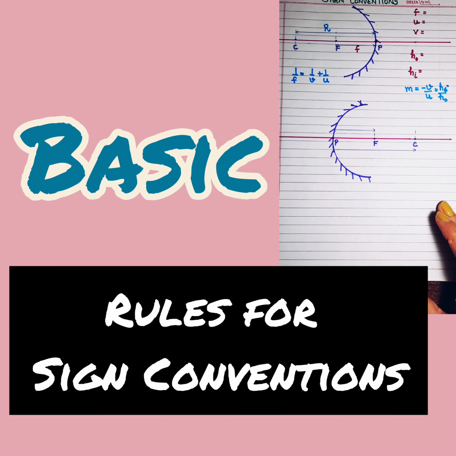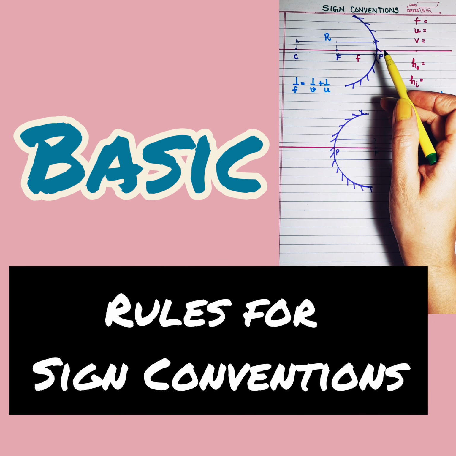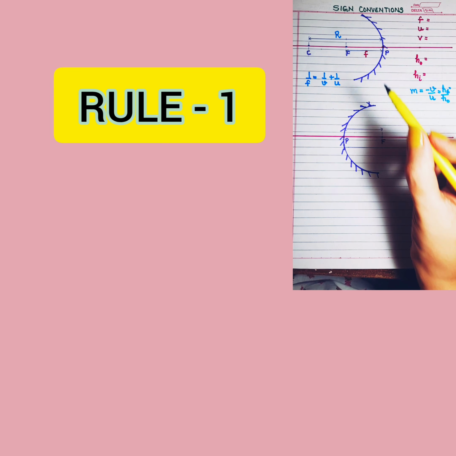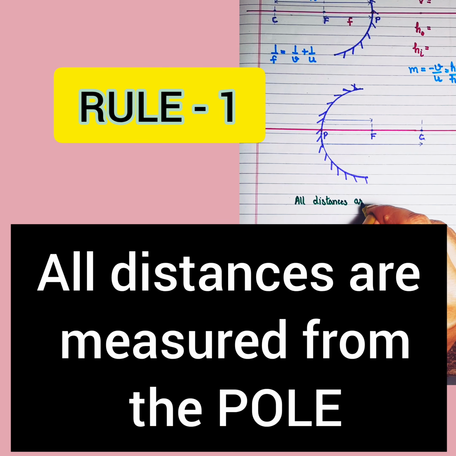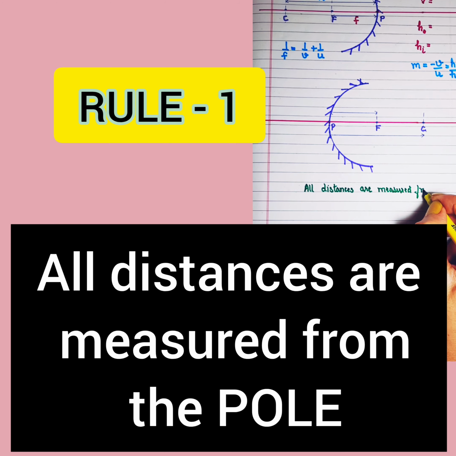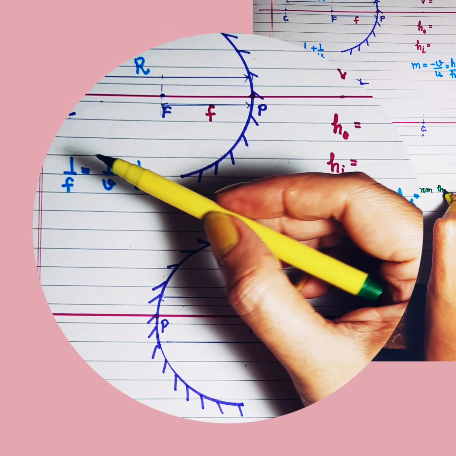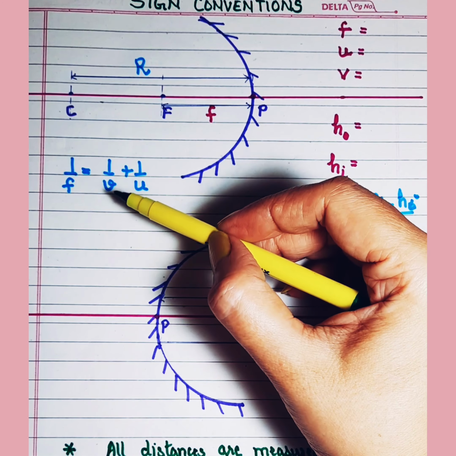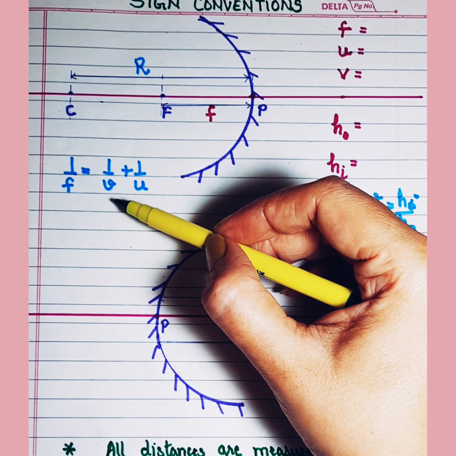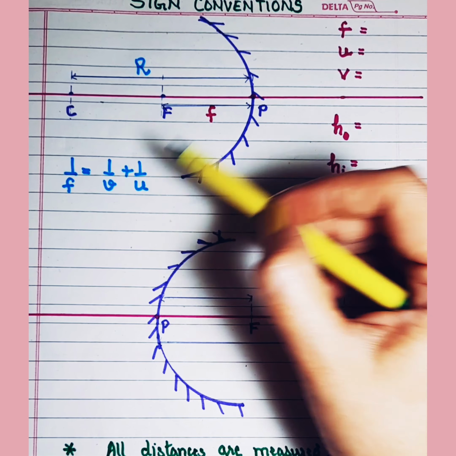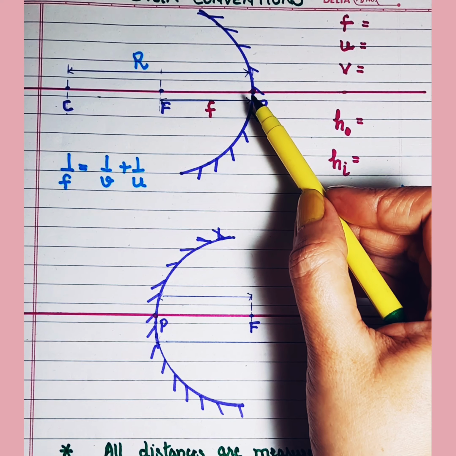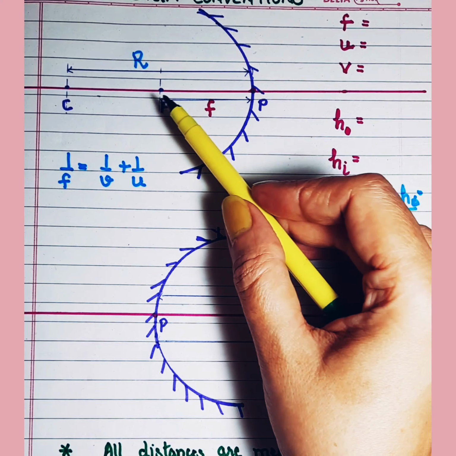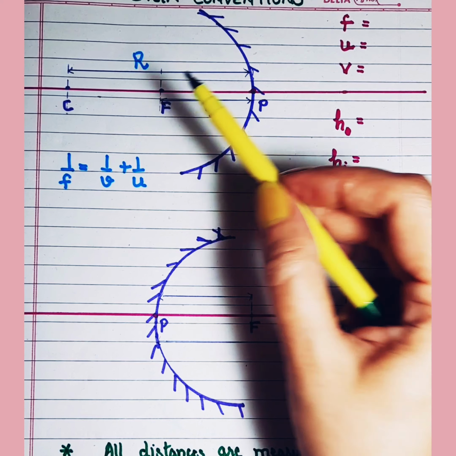There are two basic rules for understanding sign conventions. The first and foremost rule is that all distances are measured from the pole. If you have to measure the focal length, the distance of the image, or the distance of the object, it will always be measured from the pole. We have to start from the pole and move in that direction to measure the distance.